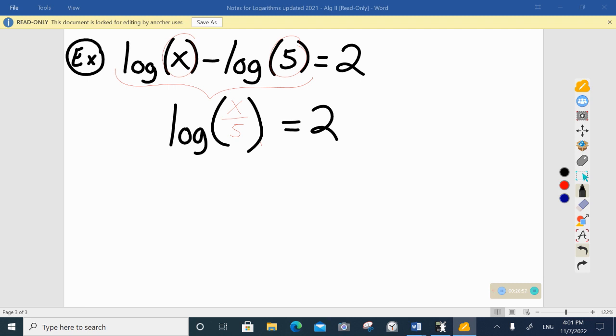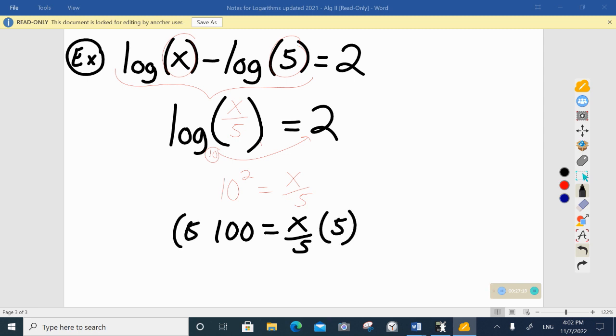You rewrite the log as an exponential. So we take the base on log, which, if it's a plain log, is base 10. We raise that to the second power, and it equals what was inside the log. So 10 squared is 100, equals x over 5. And to solve for x, to get rid of divide by 5, you would multiply by 5 and multiply by 5. Try it again. And on the right, the 5 that you're multiplying and dividing by cancels. That gives you 1x. And 5 times 100 is 500. So x is 500.